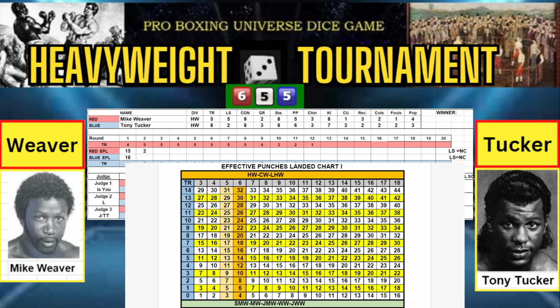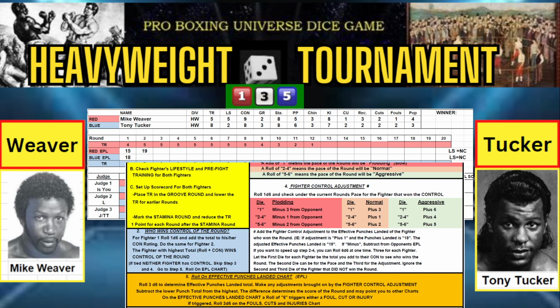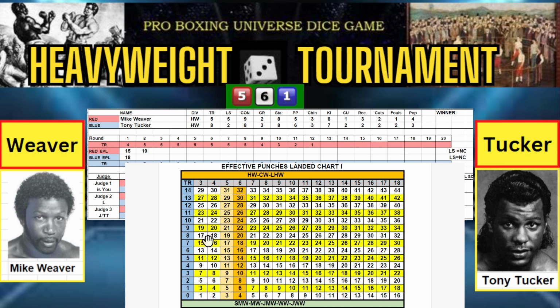Come over to this chart. Let's roll on it. He's got a 5. Go here. So he's got 9. 17. So he's going to have 19 punches this round. So we go to Tucker. He's got a 7. We'll roll on him. 7's got 12 for his 7. 12 be 24 punches.